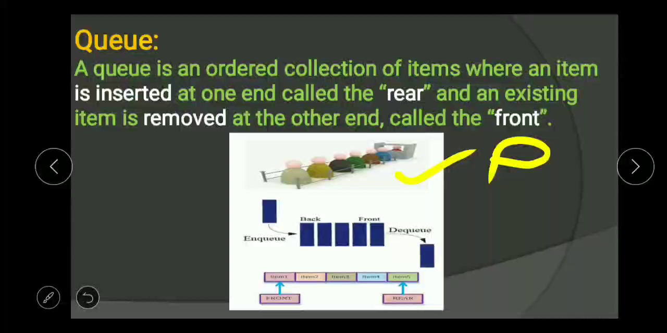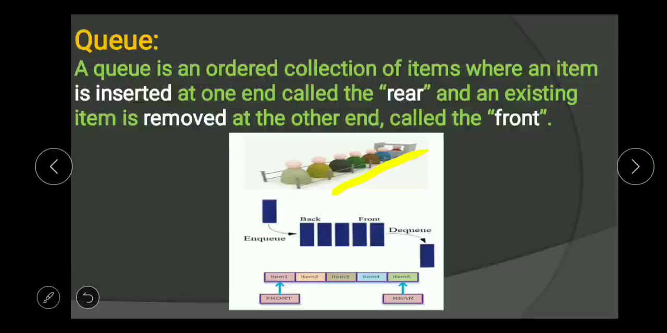And suppose you go late and before you there are 5 persons in the queue. You will have to stand at the 6th position, and you will get the ticket after the 5 persons. So here the simple funda is first in, first out. The simple funda for a queue is first in, first out.